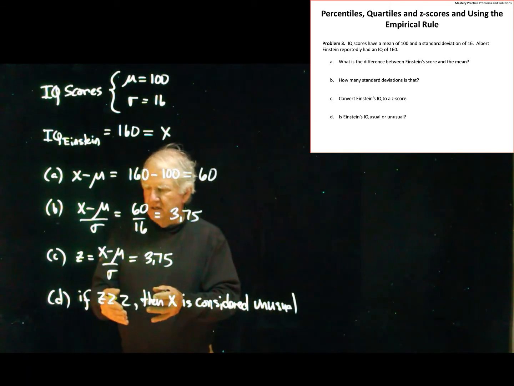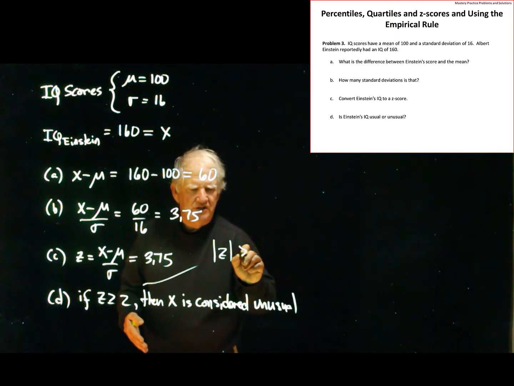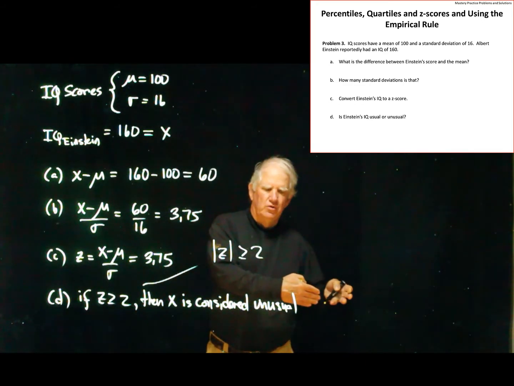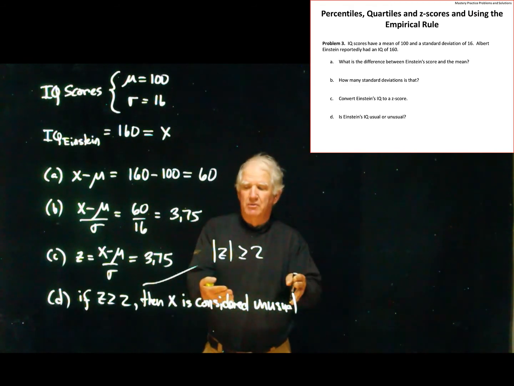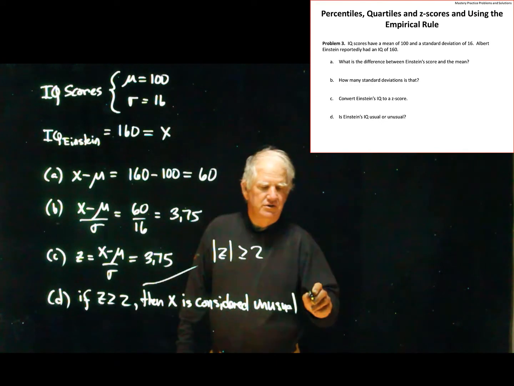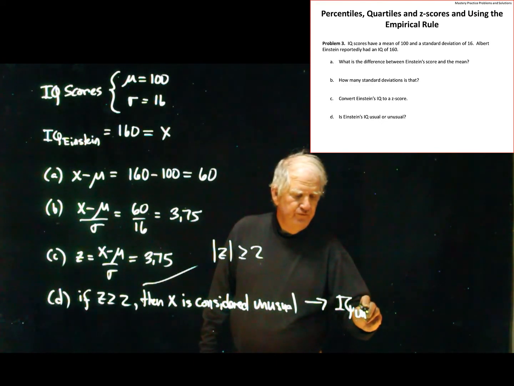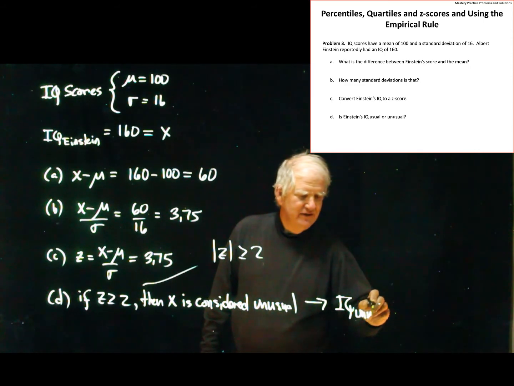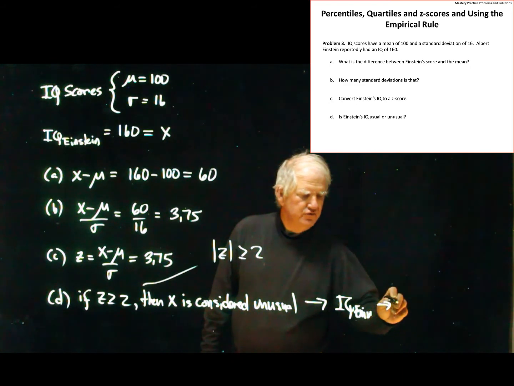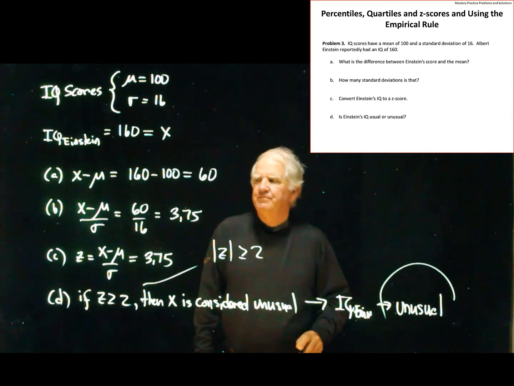Okay, and I wish I'd written that a little differently. You really have to write this if the absolute value of z is greater than or equal to 2, because z can either be greater than positive 2 or it can be less than negative 2. And in both cases, the X would be considered unusual. And so that means that Einstein's IQ would be considered unusual. Okay? Enough.